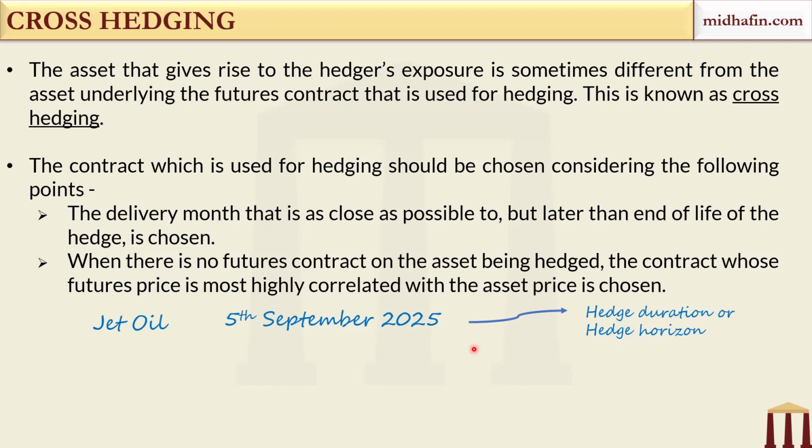It does not depend on whatever futures contract is available right now. So the duration up to which you want to hedge, that is your hedge duration. Yes, I said that if suppose the airline company has to buy jet oil on 5th of September 2025, starting from today, and it is known to the airline company that it will be bought on 5th of September, this is your hedge horizon.